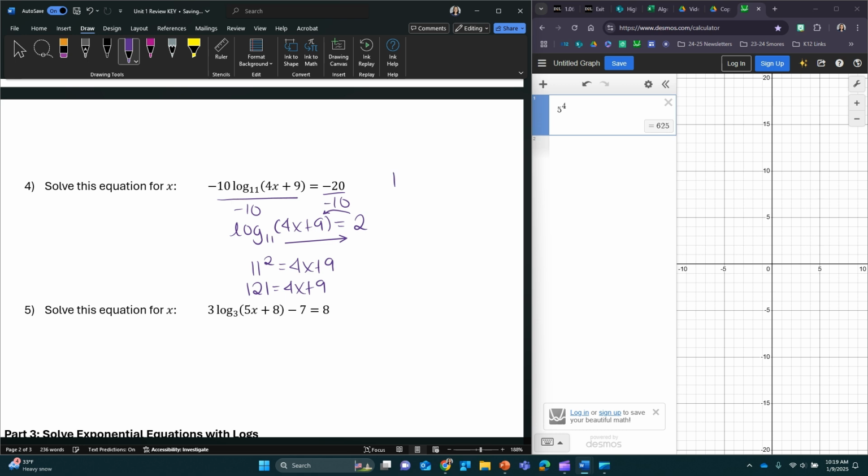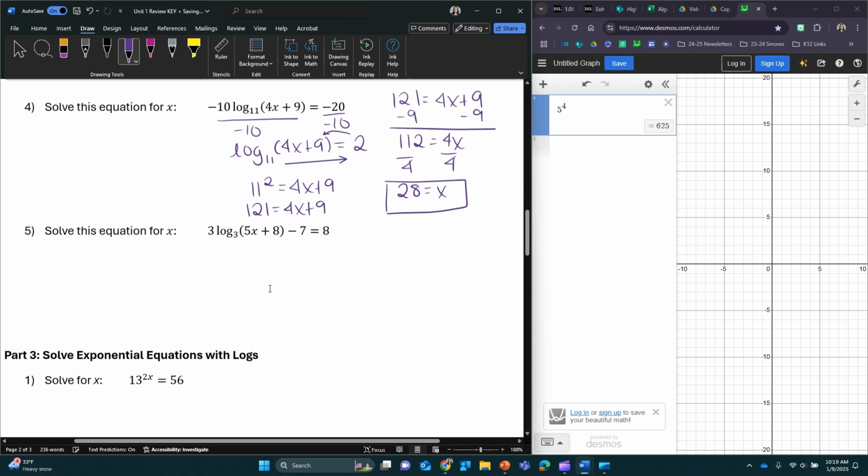So now that we have 121 equals 4x plus 9, we need to think about how we're going to go about solving for x. So we're going to start off by subtracting 9 from both sides, and when we subtract 9 from both sides, we get 112 equals 4x. So now that we have 112 equals 4x, we're going to go ahead and solve for x by dividing both sides by 4. So when we divide both sides by 4, that's going to give us 28 is equal to x.